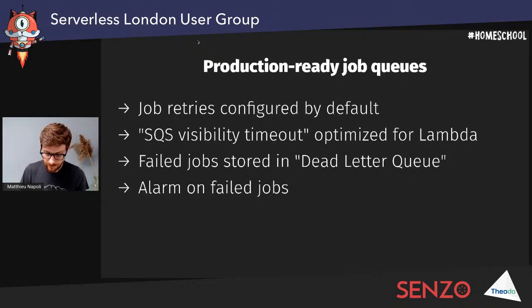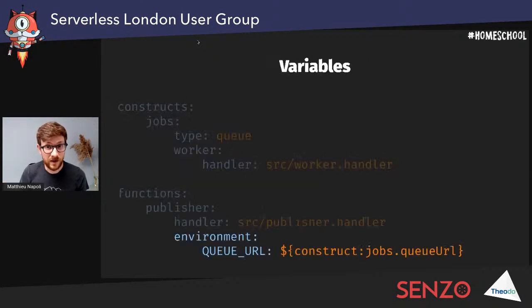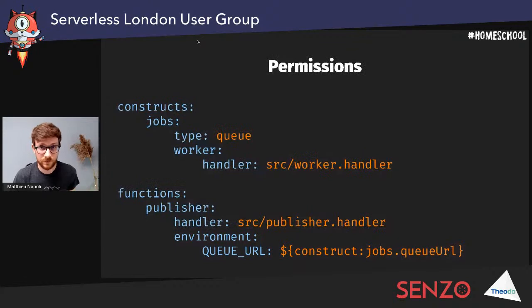Now, just like with S3, we can use variables because I have a function, like the publisher function, where I can send messages to the queue, and that function needs to get the queue URL. So I can inject that queue URL using a Lift variable, using a property on the construct. And again, permissions are automatically configured. The idea is that if you deploy a queue in your application, it's probably because you want to send messages into it. So by default, all your functions of the same application, and only from the same application, can push into the queue.